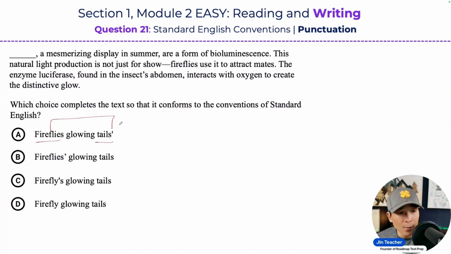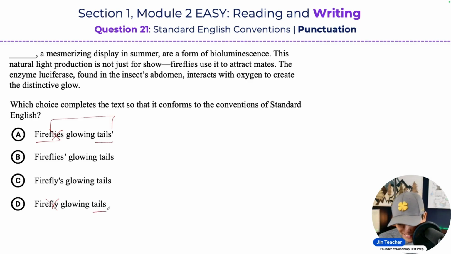Then again, you know that this first noun cannot be a plain plural noun. It has to have an apostrophe. Now your job is to figure out where the apostrophe should go, whether you should put the apostrophe before the S or after the S. But you know that fireflies has to be written in the possessive form. So this means that we can cross out answer choice A. What else can we cross out? We can cross out answer choice D, because it's the same thing. We need an apostrophe here.